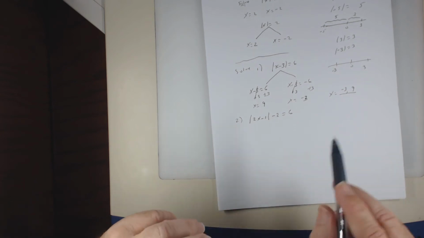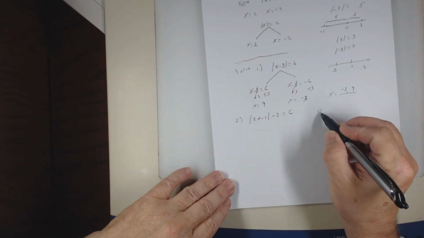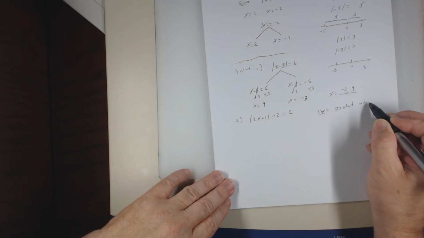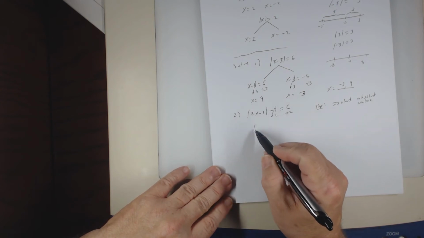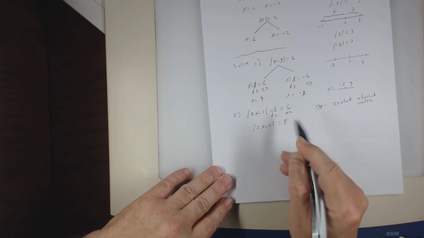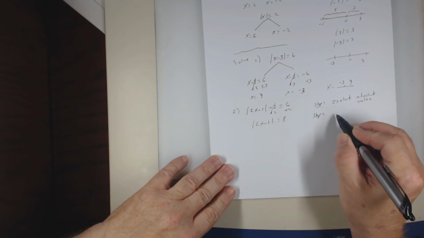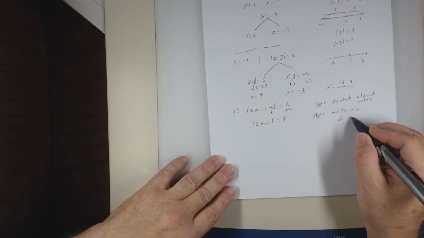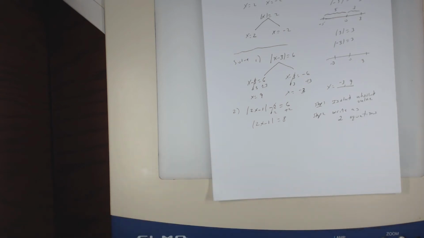So what is it you've got to do first before you break it apart? You've got to get the absolute value by itself. Okay? So remember, step 1 should always be isolate the absolute value. All right? So I'm going to add 2 to both sides. So then I get the absolute value of 2x minus 1 equals 8. Okay? And then step 2 is to do what? Write as 2 equations. That's your step 2.